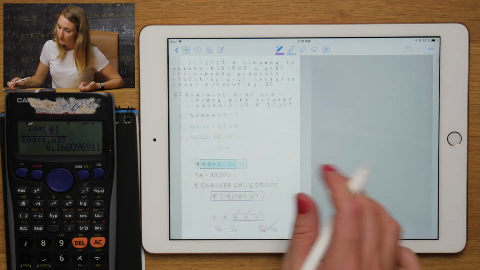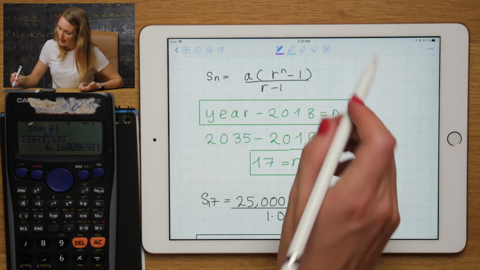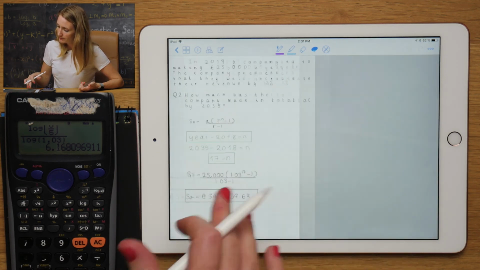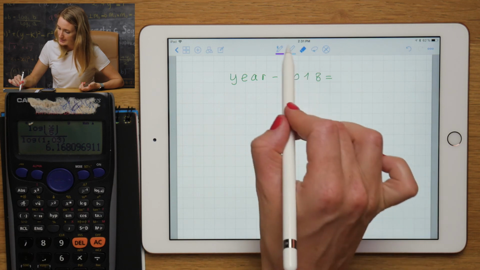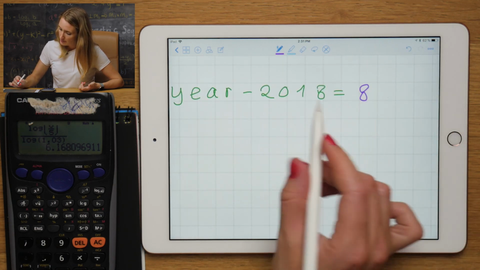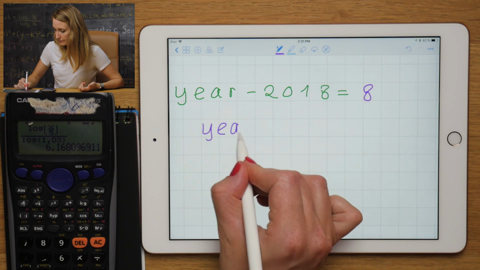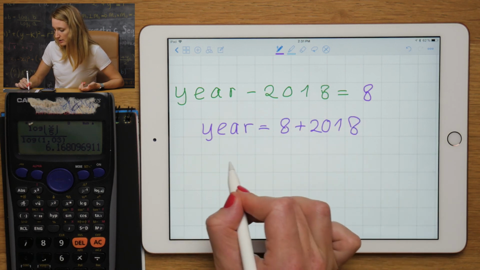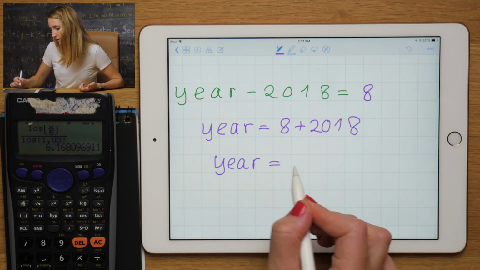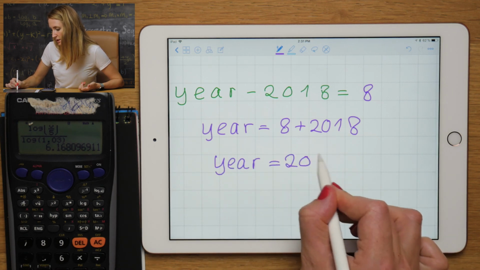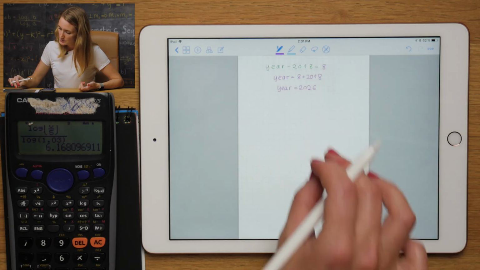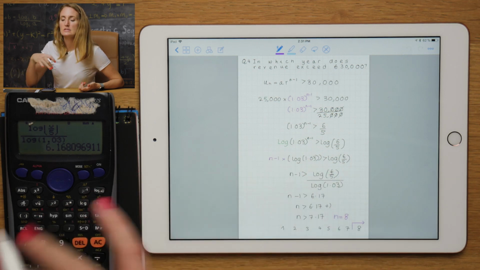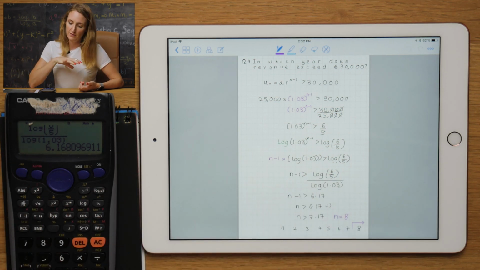Now again, you might think you're finished, but you're not quite because you've been asked for the year. So how do we do this? We take our year formula and we say, we know that n is 8. So the year must be 8 plus 2018. The year must be 2026. So in 2026, their annual revenue will exceed 30,000. It will be bigger than 30,000.